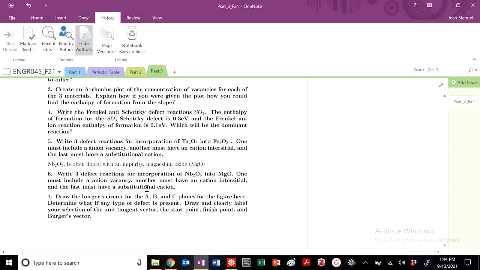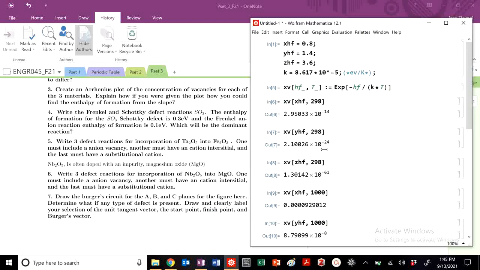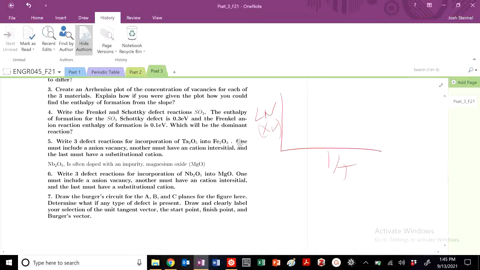Create an Arrhenius plot of the concentration of vacancies of each of the 3 materials. Explain how, if you're given the plot, you could find the enthalpy of formation. So an Arrhenius plot is just looking at ln of xv versus 1 over T. It's very hard to make a function to plot the 1 over T's. I would be satisfied with knowing that the slope equals minus delta H over k.